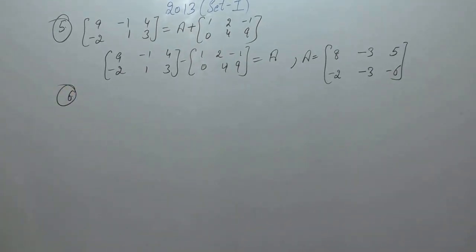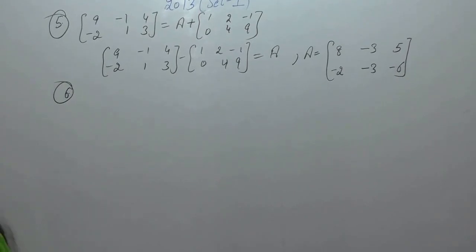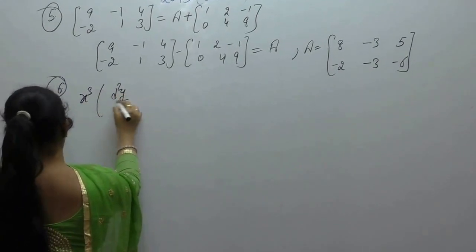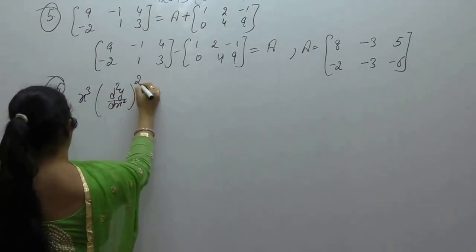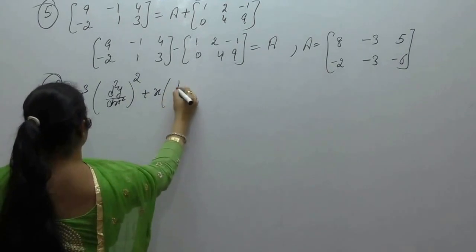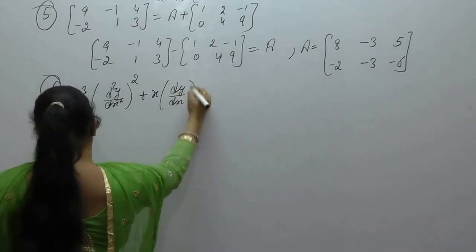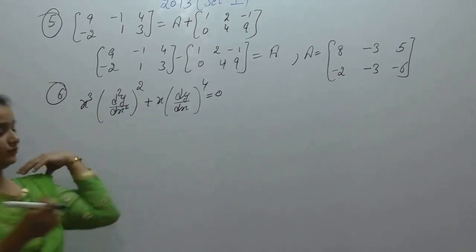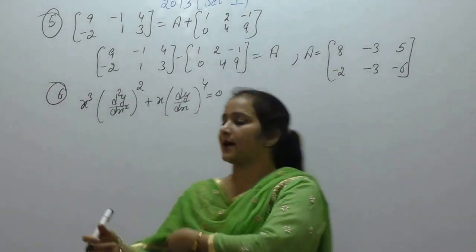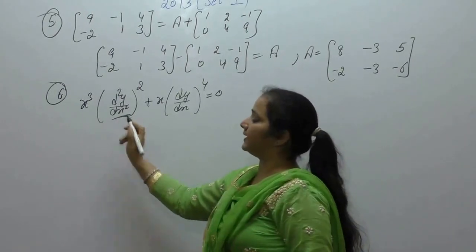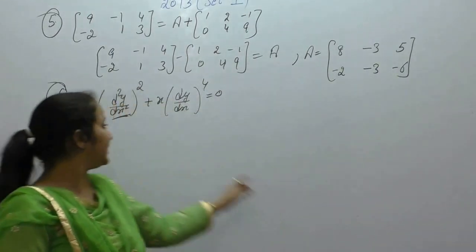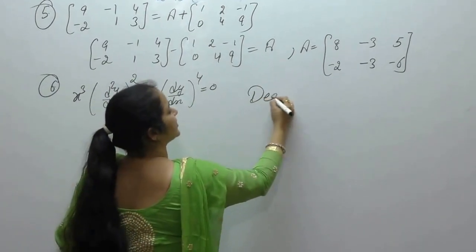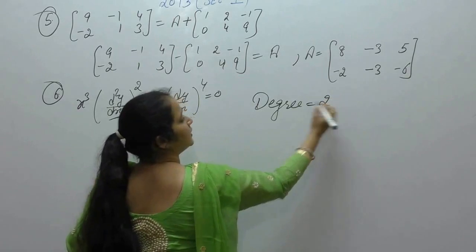Next is, write the degree of the differential equation x cube, d square y by dx square, whole power 2, plus x dy upon dx power 4 is equals to 0. What is the degree? Degree is the power of the highest order derivative. Highest order derivative here is 2 and its power is 2. So the degree of this differential equation is 2.